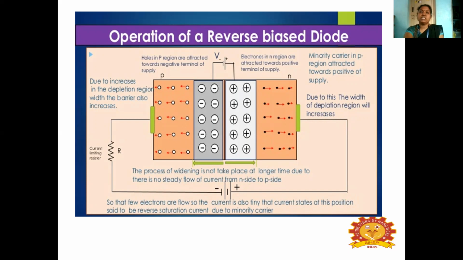When you come to the reverse bias diode, the definition of reverse biasing is when the negative of the supply is given to the p-type material, and the positive of the supply is given to the n-type material. This diagram will show you the clear operation of the reverse bias. You can see the supply is given. You have connected a current limiting resistor in series with the diode. So when you start giving the supply, what happens? We know that P will have holes and N will have electrons. The diagram will show you the depletion region also.